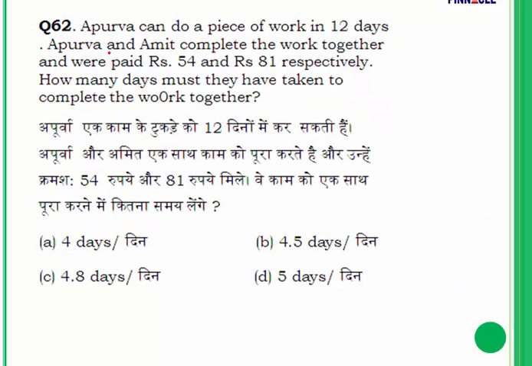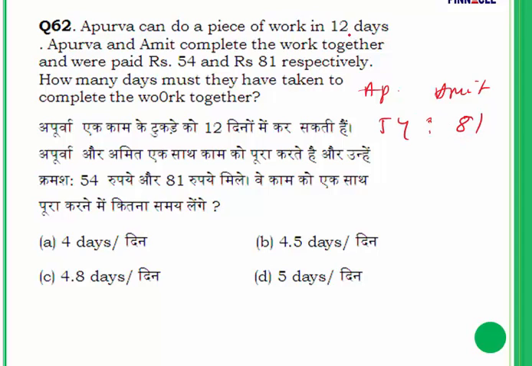Next question, question number 62. The question is, Apurva can do a piece of work in 12 days. Apurva and Amit completed the work together and were paid rupees 54 and 81 respectively. How many days must they have taken to complete the work together? Now we have to find that. Apurva and Amit were paid in the ratio of 54 and 81. What does it mean? It means that Amit's efficiency is more. If Amit's efficiency is more, then that's why he is being paid more. And the ratio is 54:81 in the efficiency.